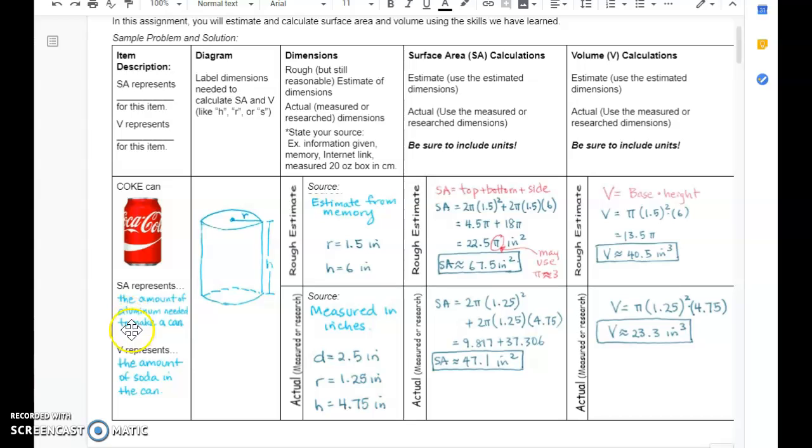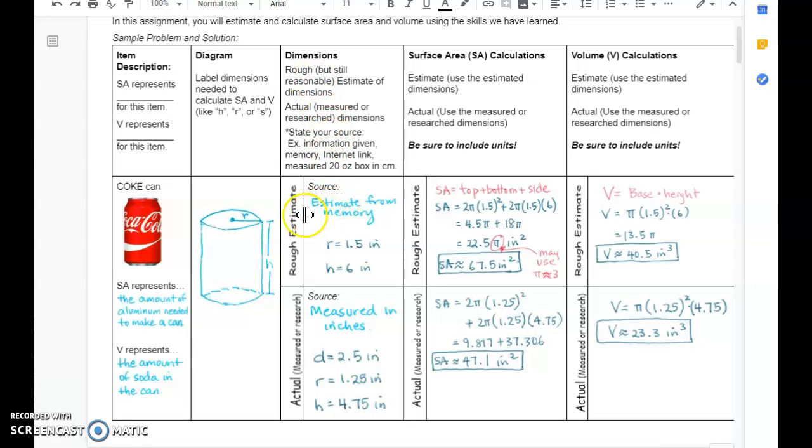For each item, you need to write what surface area represents and what volume represents. So surface area in this case is how much aluminum I need to make the can. The volume represents how much soda is inside the can, right? And then diagram, you do need to draw your own diagram and label with H and R and S or whatever letter that you think is appropriate to calculate the surface area and volume.